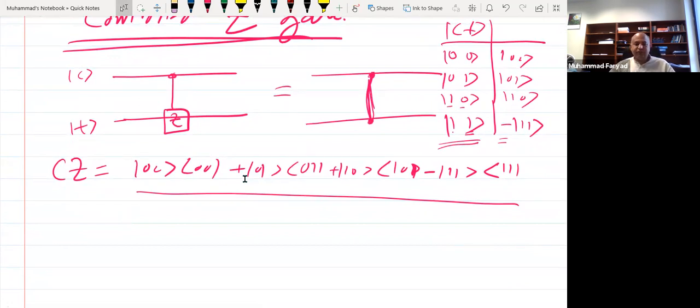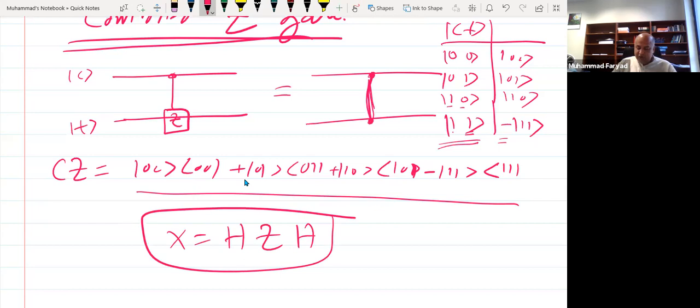Now, we can actually construct this control Z gate from control X gate as well. And the reason is this: we can construct an X gate from Hadamard and Z and Hadamard. For example, in today's activity, you're going to show that X gate is equal to Hadamard Z into Hadamard.